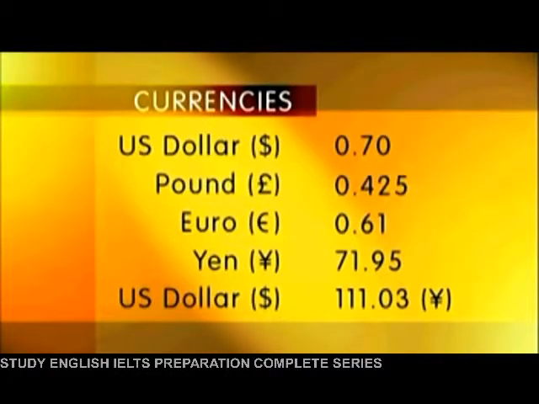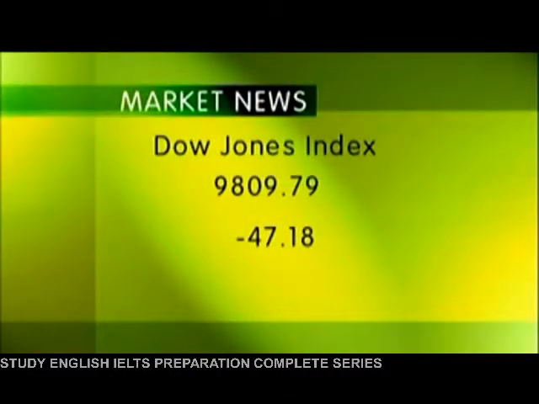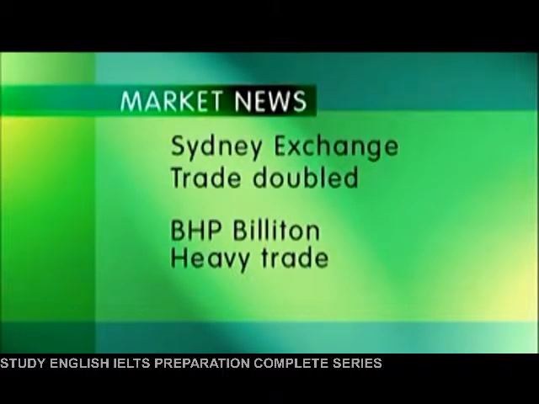Against other currencies, however, the trend is a little different, falling against the pound, closing at 0.425, a slight drop on yesterday, and 0.61 euros. The yen is also strengthening at 71.95 and considerably higher against the greenback at 111.03 yen. The Dow Jones Index closed today at 9,809.79, a fall of 47.18 on yesterday's trading. The Sydney stock market doubled its trading yesterday, with BHP Billiton trading heavily.